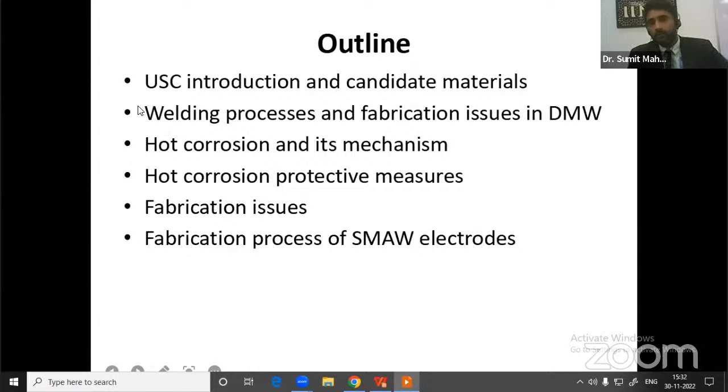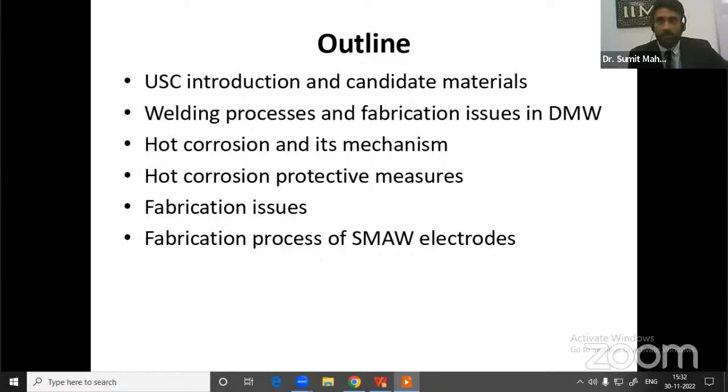So this is some of the outline that we are going to discuss in the next few minutes. First one is USC introduction. Basically, USC means the ultra supercritical power plants and their candidate materials. What kind of materials are used to build these kinds of power plants? And there are certain welding processes. So why we use welding in the fabrication of those power plants, and what are the different fabrication issues in the dissimilar metal welding. So DMW means dissimilar metal welding.